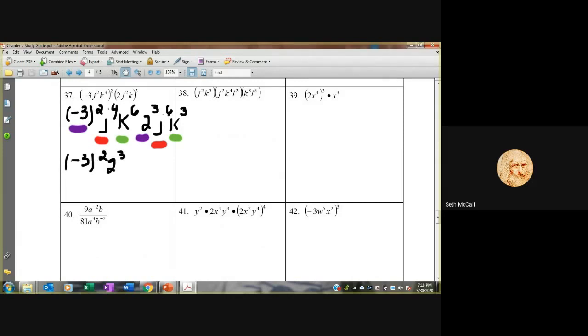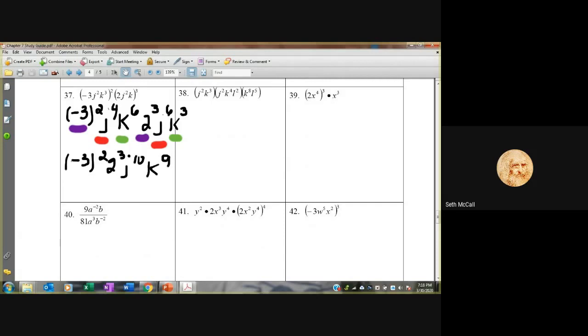And then we have j to the fourth, j to the sixth. That becomes j to the 10th. And then we have k to the sixth, k to the third. That needs to be k to the 9th power. Okay.